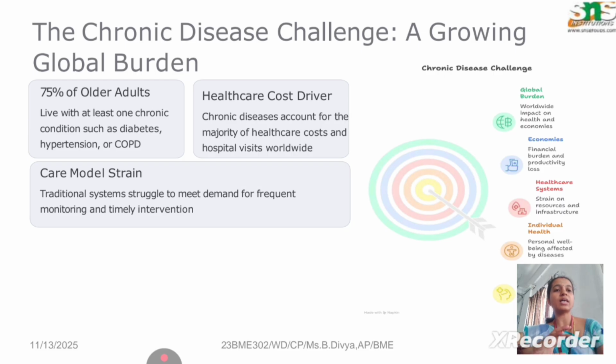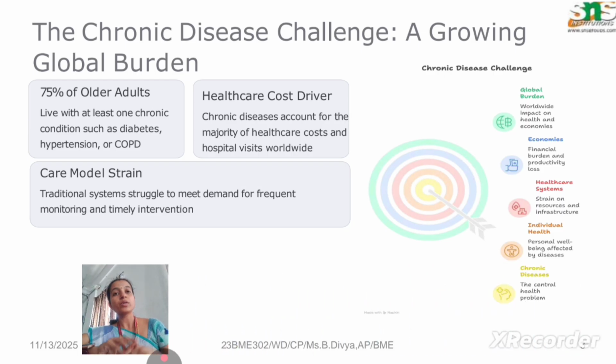Next is what all the challenges we have in chronic disease when it is growing to another extent. Now, 75% of older adults live with at least one chronic condition such as diabetes, hypertension, or COPD. 75% of older people are presently living with any one of these chronic diseases, either diabetes, hypertension or COPD.